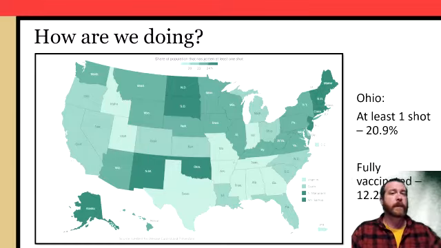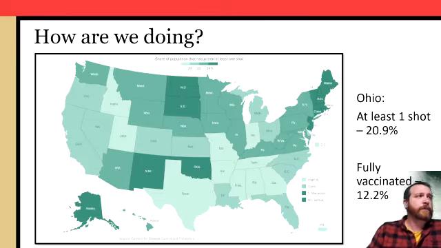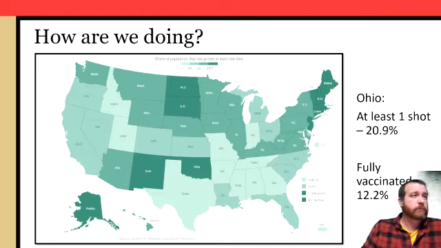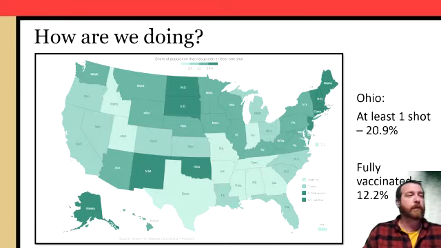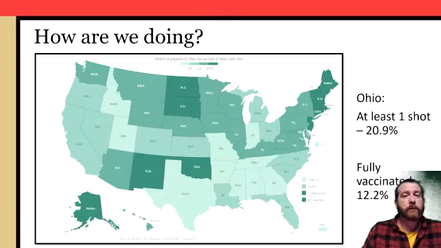Ohio is kind of middle of the pack for a lot of states. I'm not ecstatic with Ohio's rollout. I'm not angry with Ohio's rollout. I'm kind of okay. There's other states that have a lower population, places like North Dakota and South Dakota and Oklahoma. They have a lower density, so it's a little bit different scheme. But we're doing okay at rolling out vaccine.